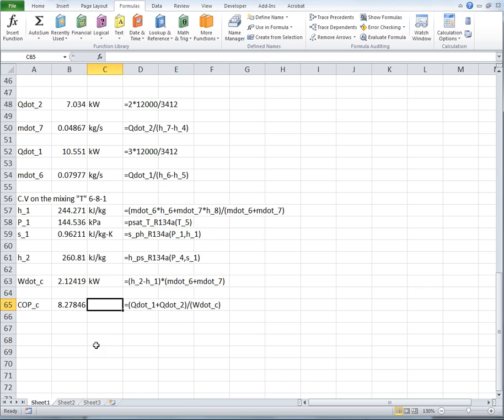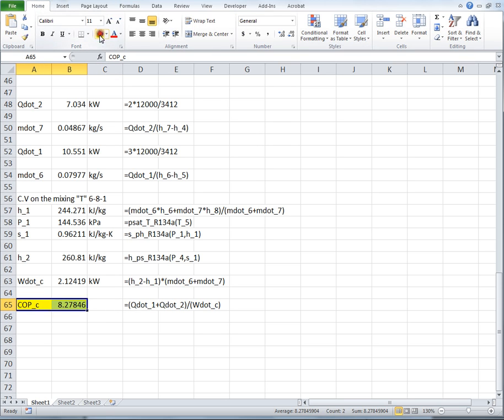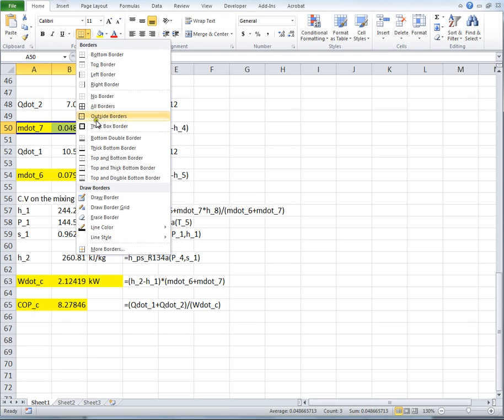All right. So the things they asked us to find are here. We can highlight that a little bit: the work required for the compressor, the mass flow rates. And we can dress them up a little bit if you'd like.